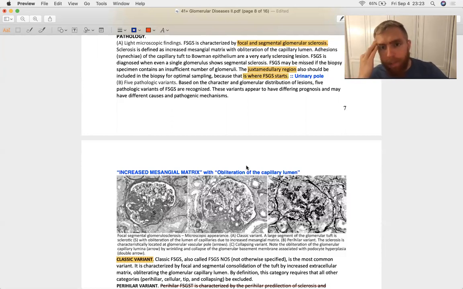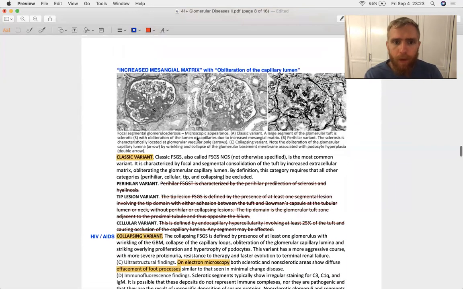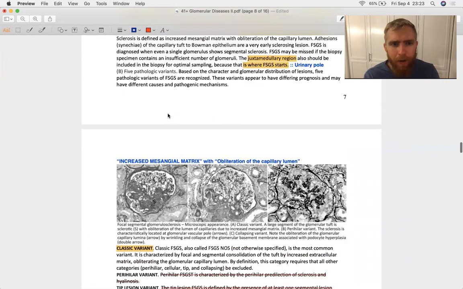Juxtamedullary, remember you've got a cortex and a medulla to your kidney, and juxtaglomerular apparatus, that's at the capillary side of things, remember, in between the afferent and efferent arterioles. But then juxtamedullary is referring to the opposite side of the glomerulus, where the urinary pole is, where the proximal convoluted tubule begins. So 3 good images here showing you increased mesangial matrix with obliteration of the capillary lumen.